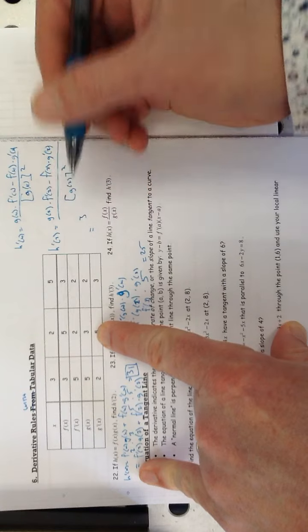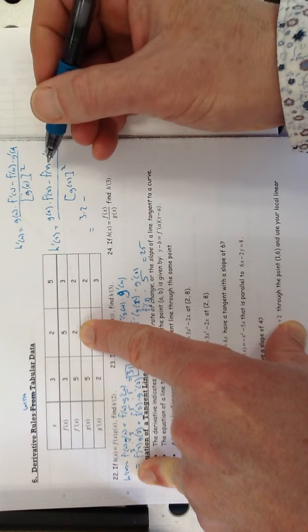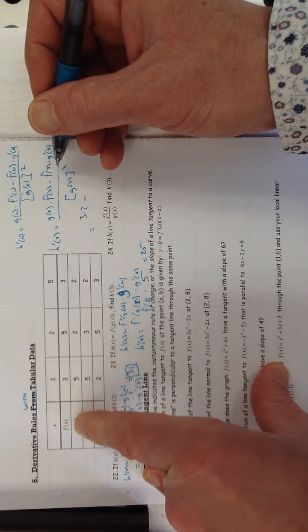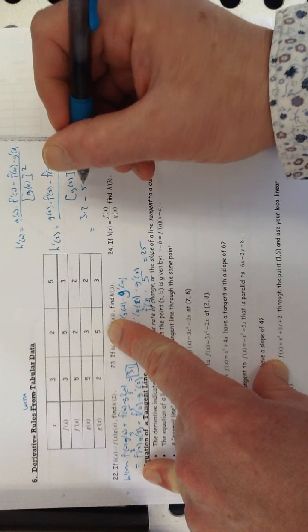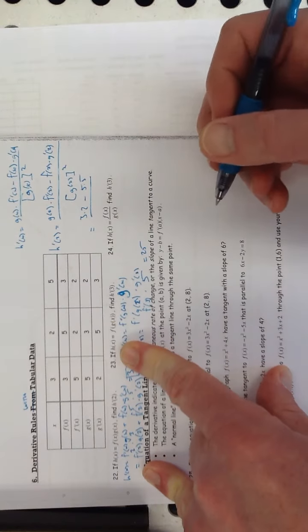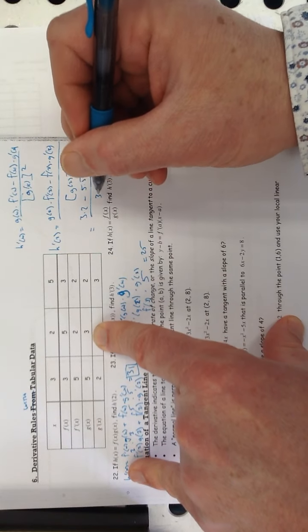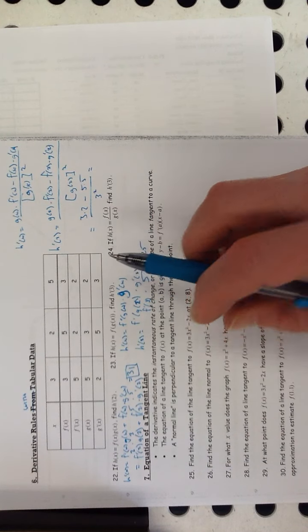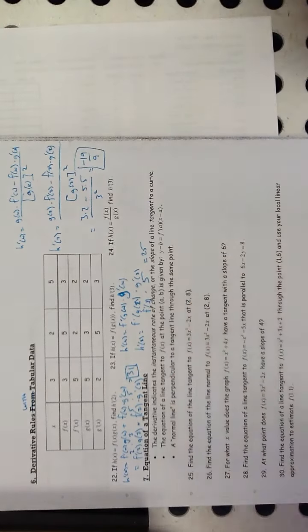Alright, so let's fill the stuff in. g of 2 is equal to 3. f prime of 2 is 2. f of 2 is 5. g prime of 2 is also 5. And then g of 2 is 3. Oh, that's 6 minus 25 is negative 19 over 9. That's what I'm getting.